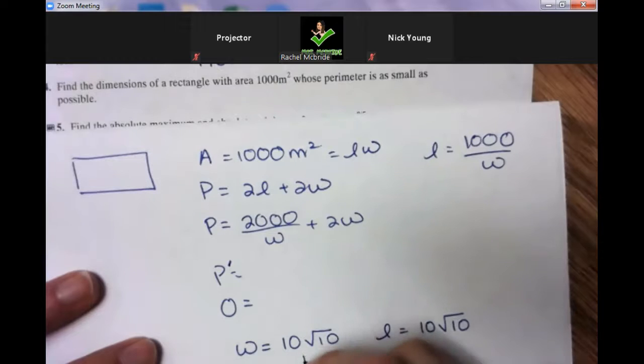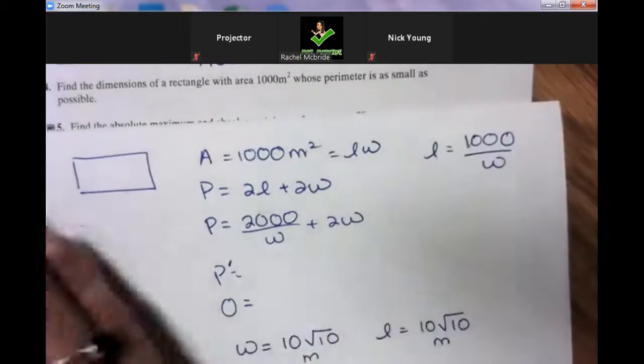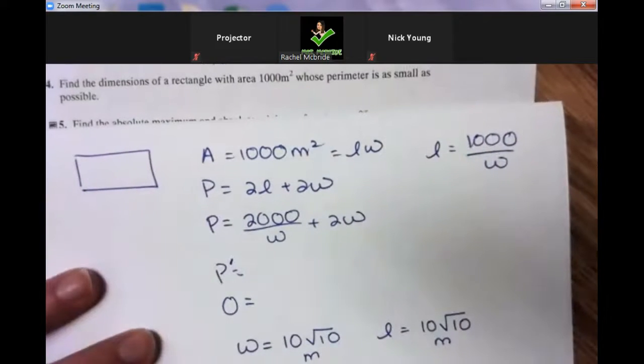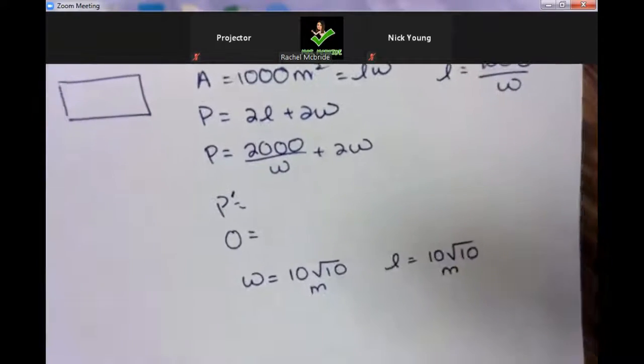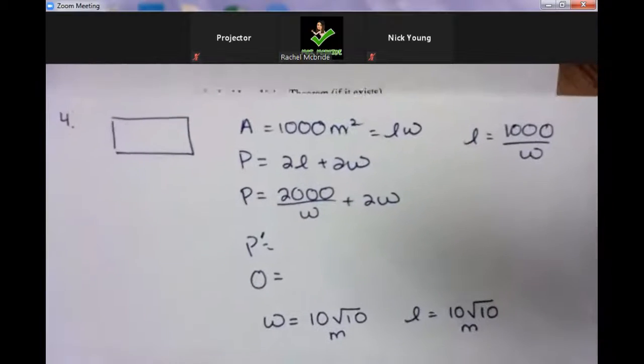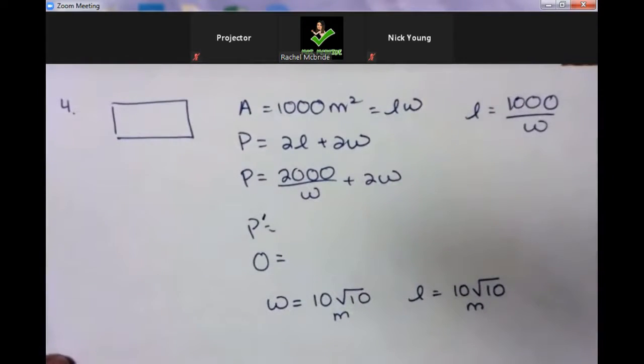And those would both be in meters. So this is section 4.4. This is optimization. Okay, question number 5. Question number 5 goes all the way back to the beginning.